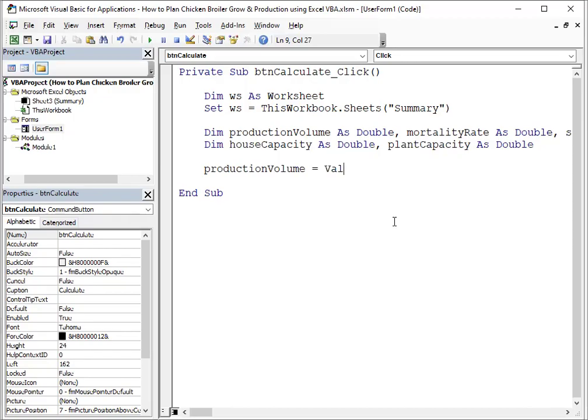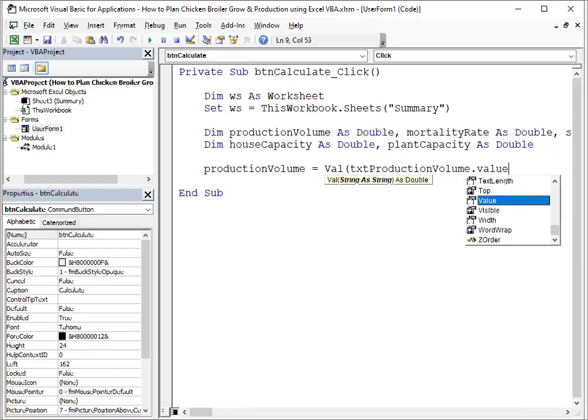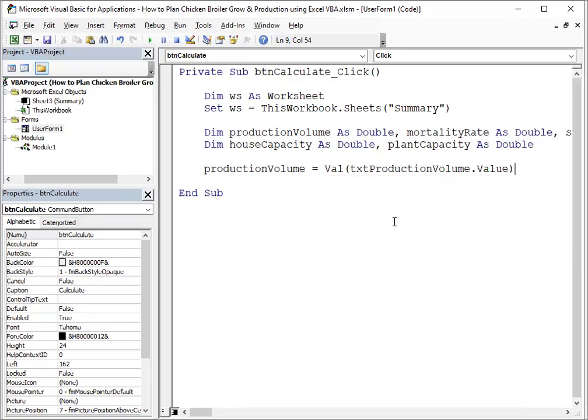All right. I'm going to put a parenthesis. This is for the text boxes, text production. I'm going to capitalize this so that we can see it right away. Volume, that value. Then close it. Mortality rate equals value, text mortality rate, text box mortality rate.